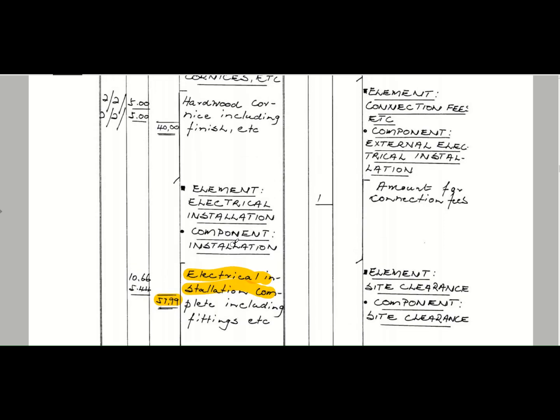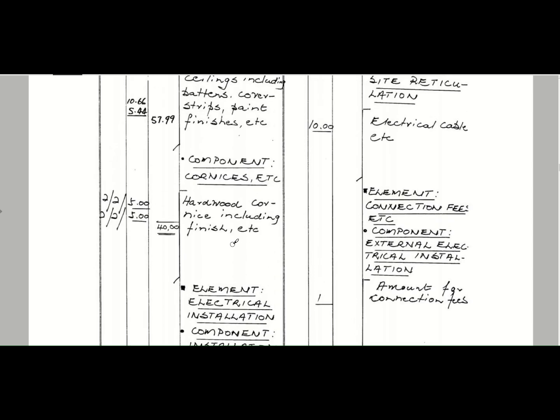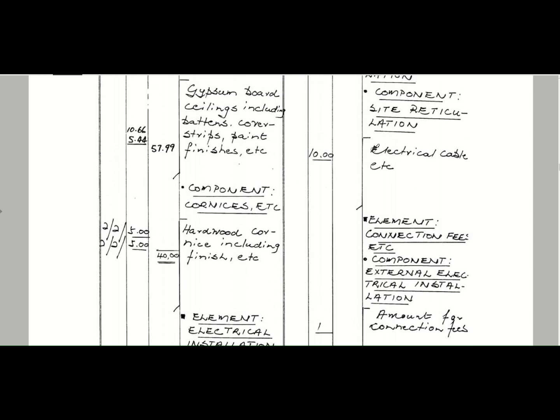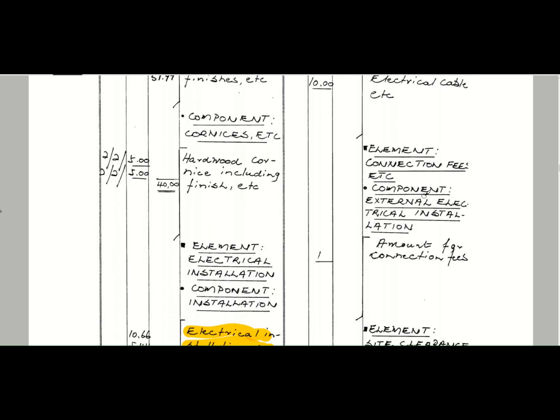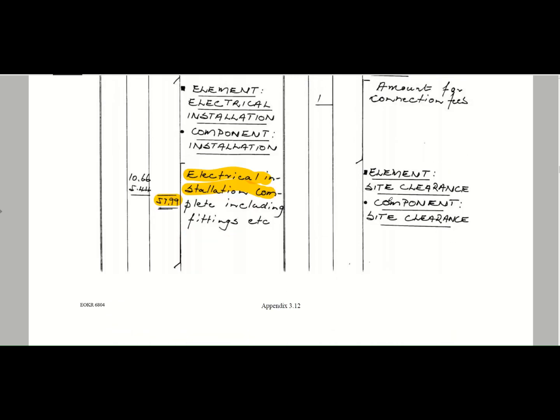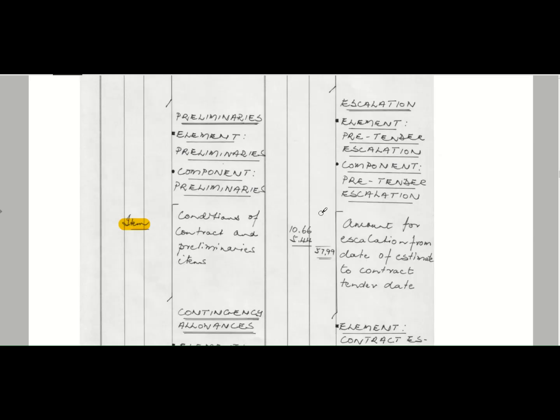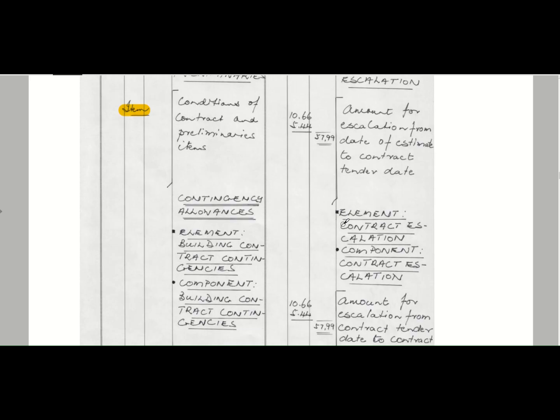The same with your plumbing. I just want to get to our plumbing. Okay, electrical cable, this is just for the main supply. Hardwood cornices, nailed up ceilings. Okay, we didn't have any bathroom fittings, but I'll get to that later on. Okay, elemental site clearance, just the allowance for that. Your guideline actually will prompt you for this also. Okay, so more or less that's how the measurement works.